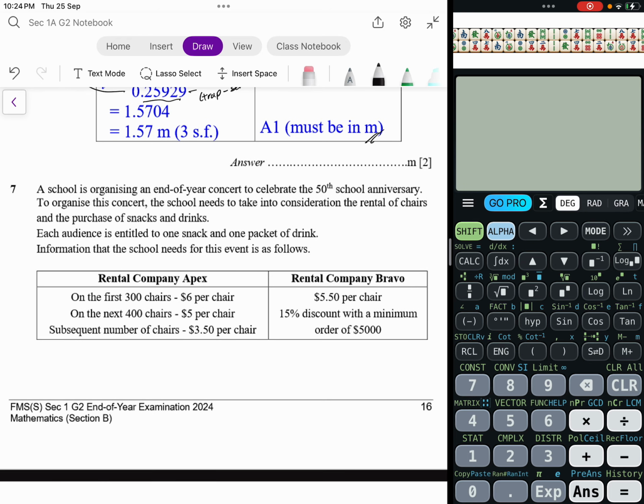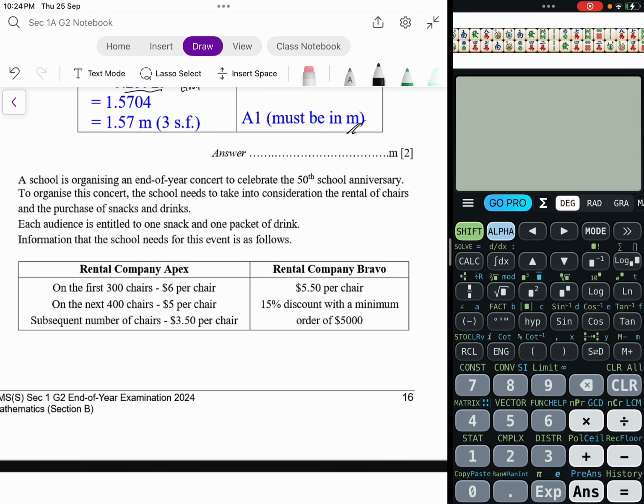Okay, the school is organizing end of year concert to celebrate the 50th school anniversary. To organize this concert, the school needs to take into consideration the rental of chairs and the purchase of snacks and drinks. Okay, each audience is entitled to one snack and one packet of drinks. Information the school needs for the event is as follows.